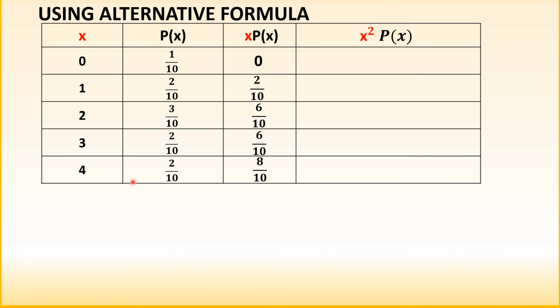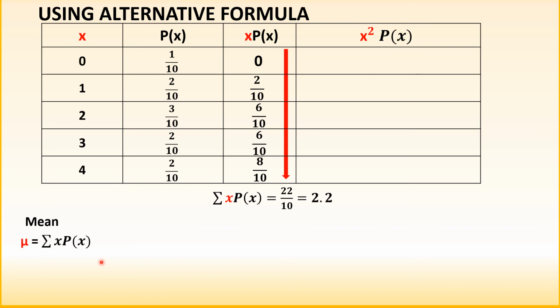Then, we're going to get the sum of this. So, summation of outcome times the probability of outcome x is equal to 22 over 10, and that is equal to 2.2. So, since meron na tayo ditong summation, therefore, makukuha na rin natin ang mean kasi ang mean natin ay summation ng outcome times the probability of outcome x. And that is equal to 2.2.